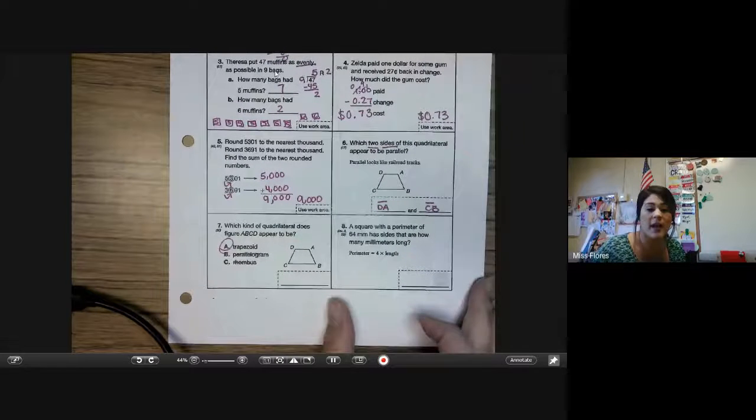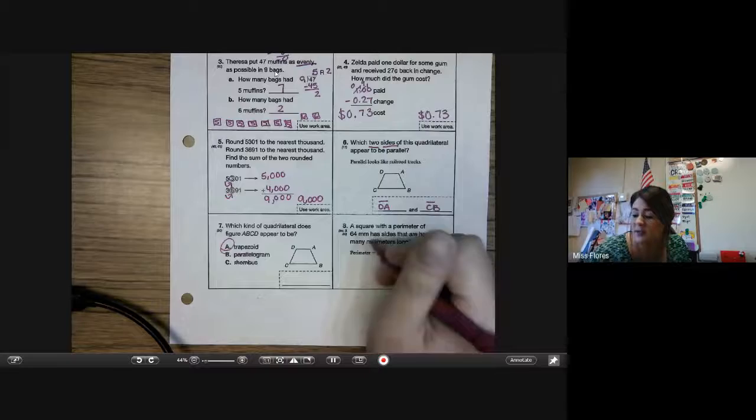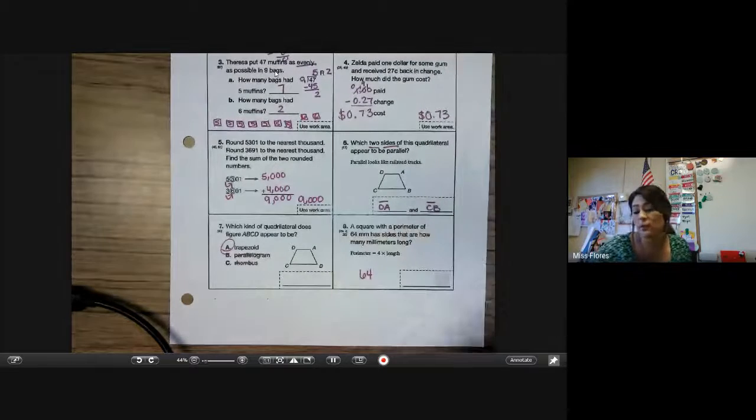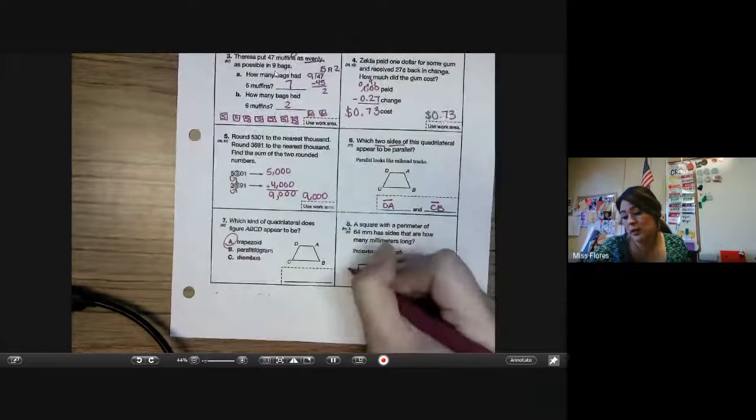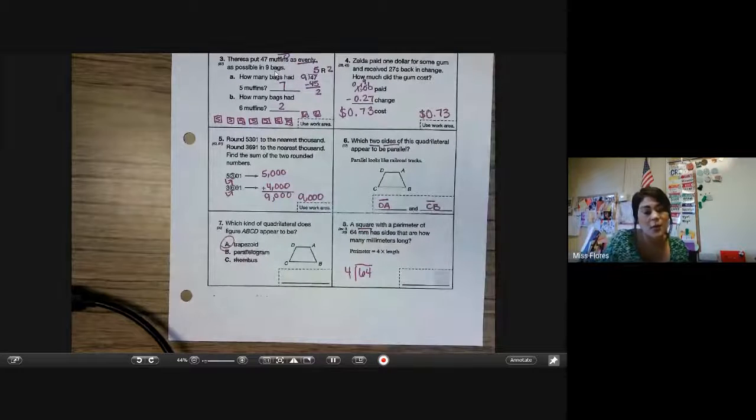All right, number 8, a square with a perimeter of 64 millimeters has sides that are how many millimeters long? We know that perimeter is the distance around. So that means we need to divide, because 64 is the total, 64 divided by 4, because there are 4 sides on a square. Okay, so 64 divided by 4.